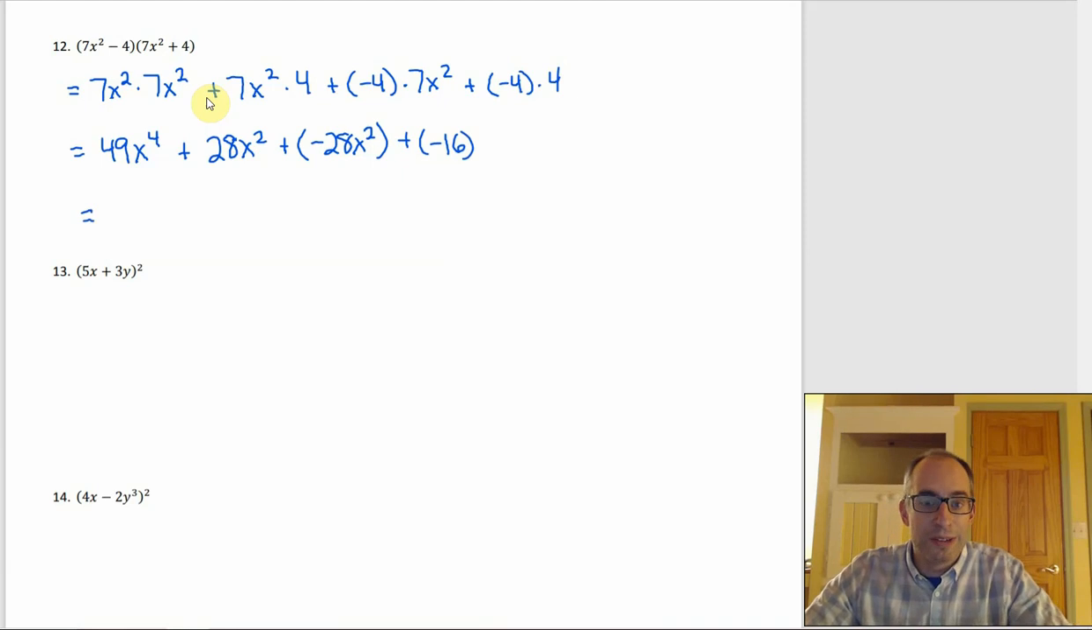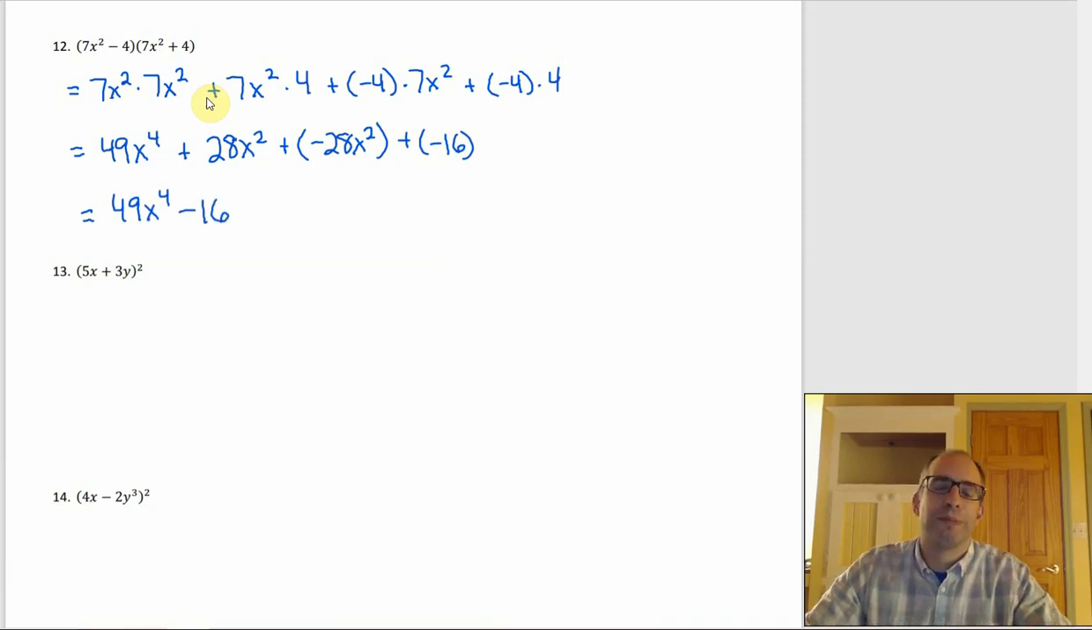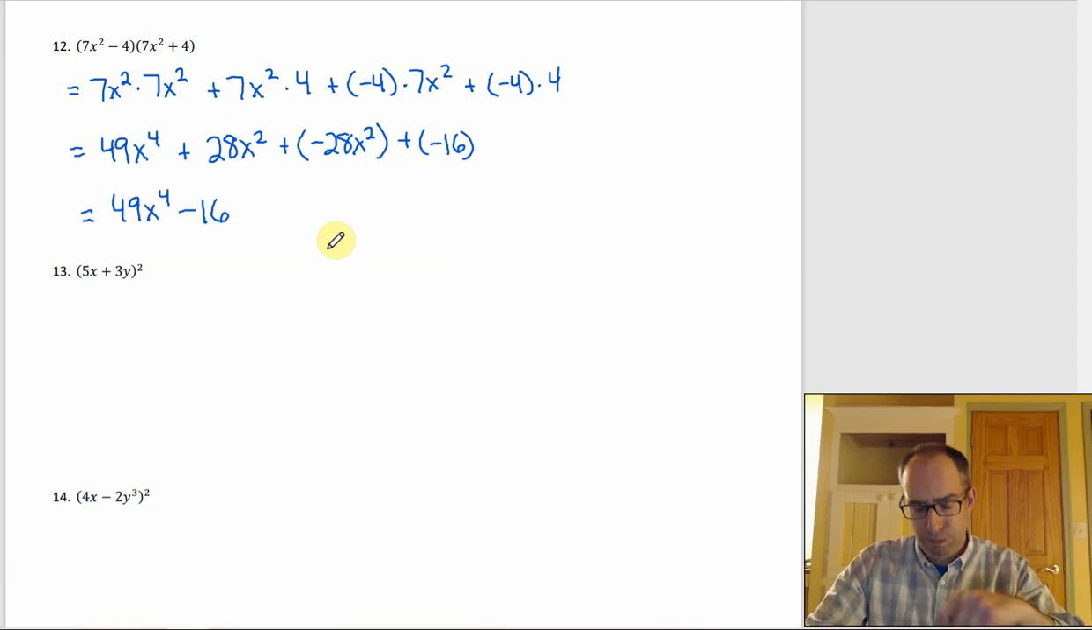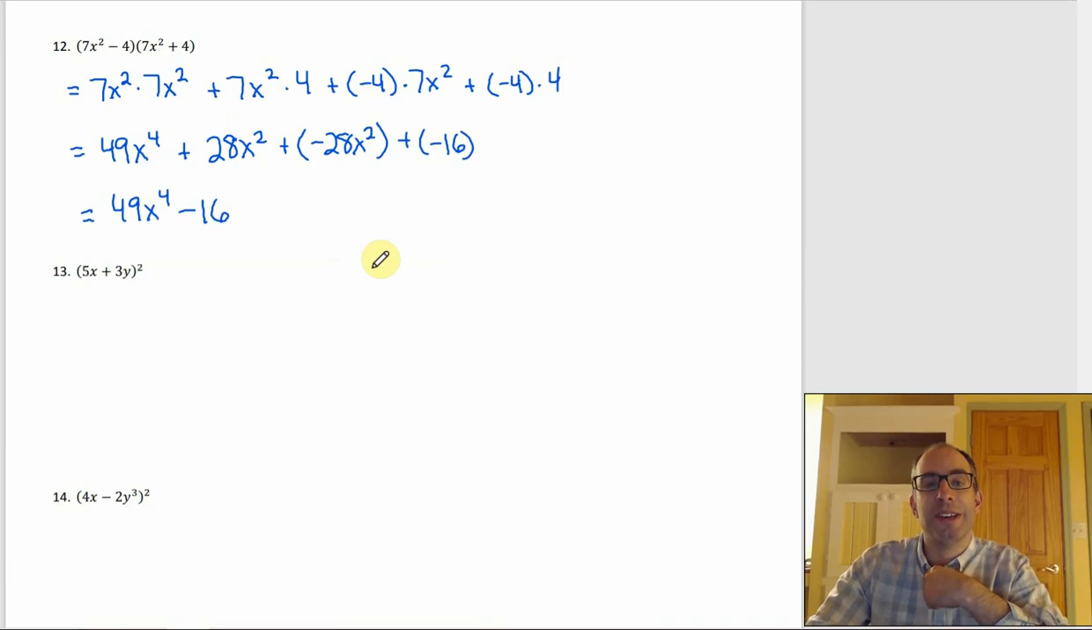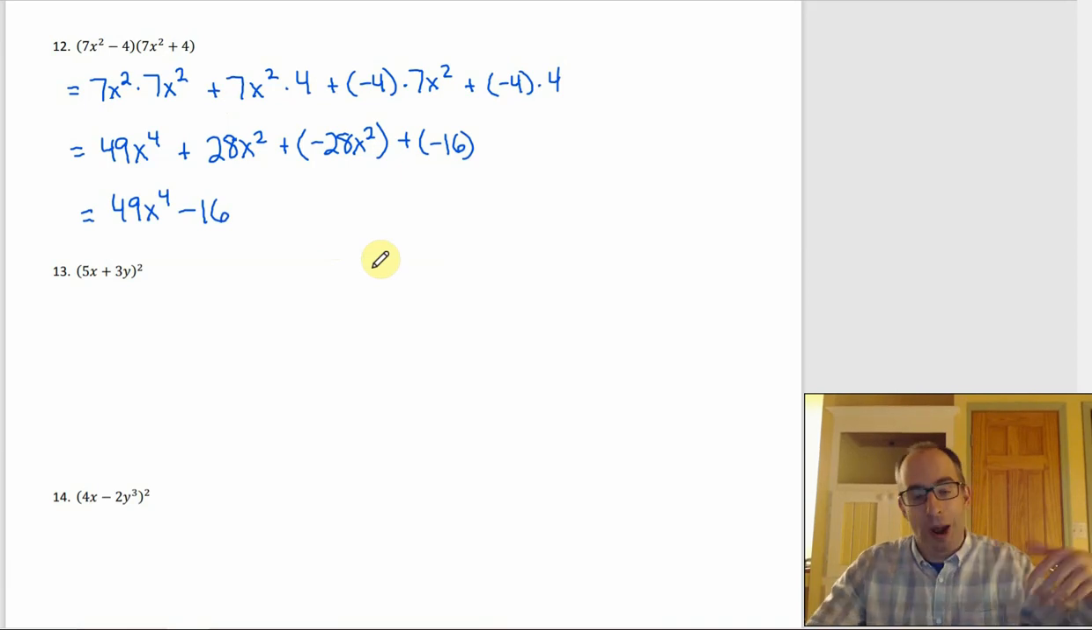So again, middle terms are going to add out, right? 28x squared minus 28x squared. So we're going to be left with 49x to the 4th minus 16. Right? Plus a negative 16 would be the same thing as minus 16. And according to the formula up above, yeah, it's 7x squared, quantity squared, minus 4 squared. That does work.